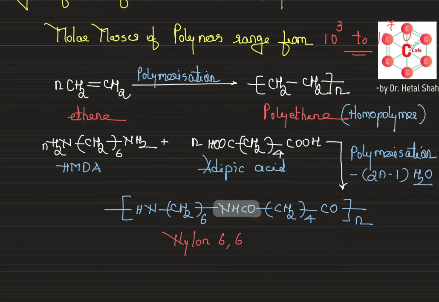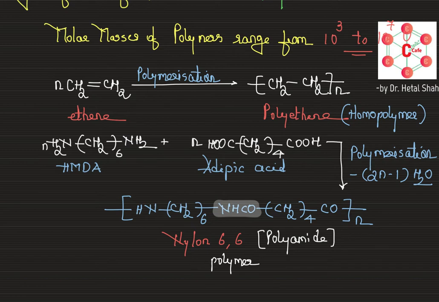This is also named as polyamide. That's because the amide link gets repeated. And you can see that here two different monomers react and give you a polymer. So this is also called a copolymer. What is it called? Copolymer.